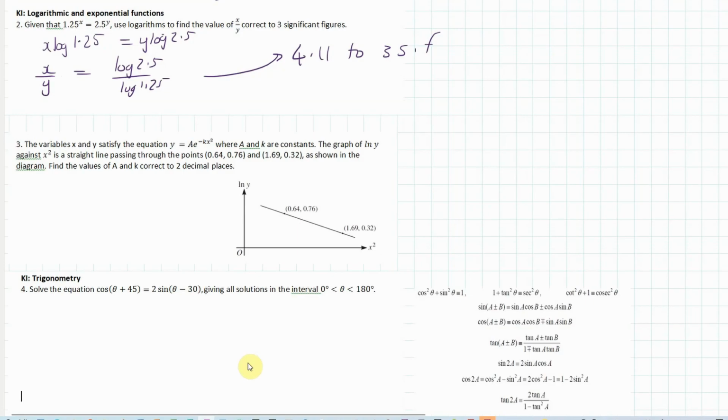Okay, what are we plotting? We're plotting x squared against ln y. So we're going to take ln of both sides. So we get ln y, and then we get ln a e to the minus k x squared.